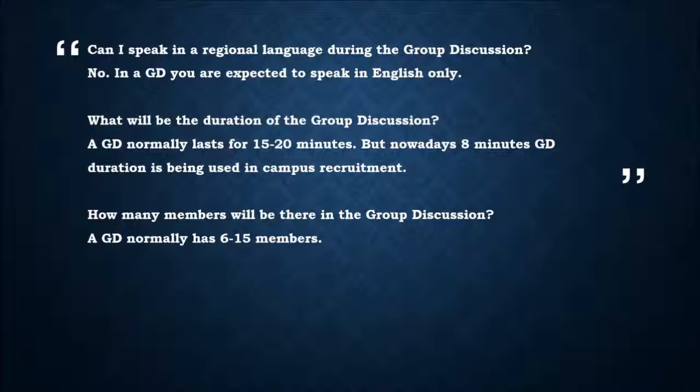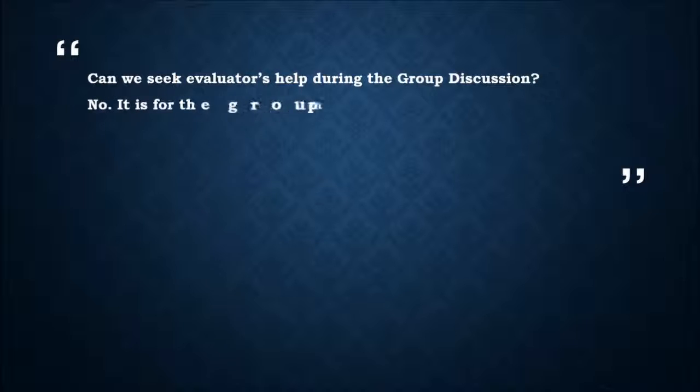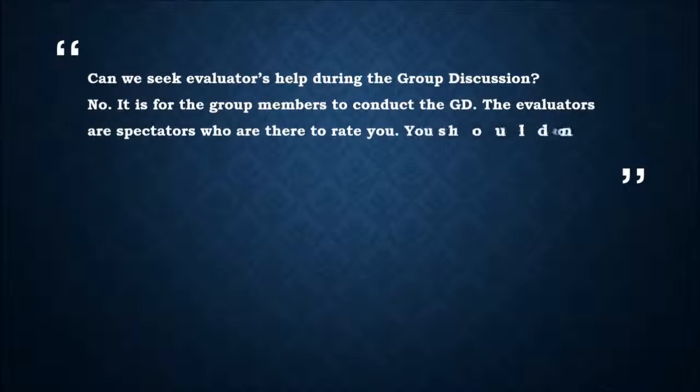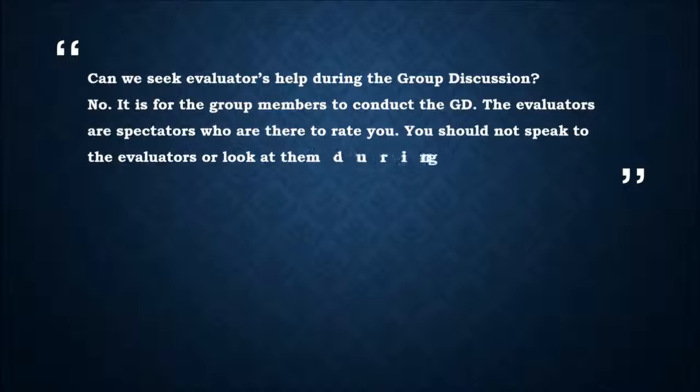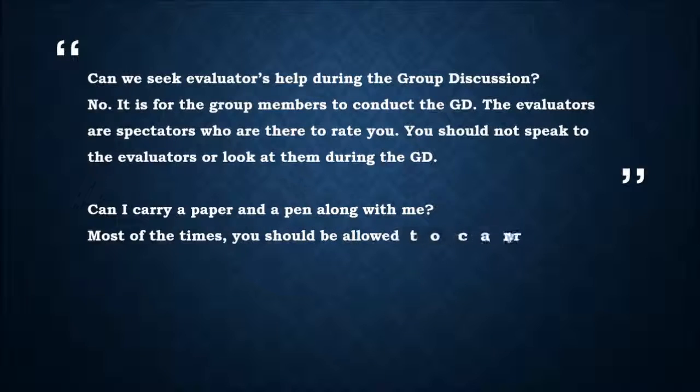How many members will be there in the group discussion? A GD normally has 6-15 members. Can we seek evaluators' help during the group discussion? No. It is for the group members to conduct the GD. The evaluators are spectators who are there to rate you. You should not speak to the evaluators or look at them during the GD.